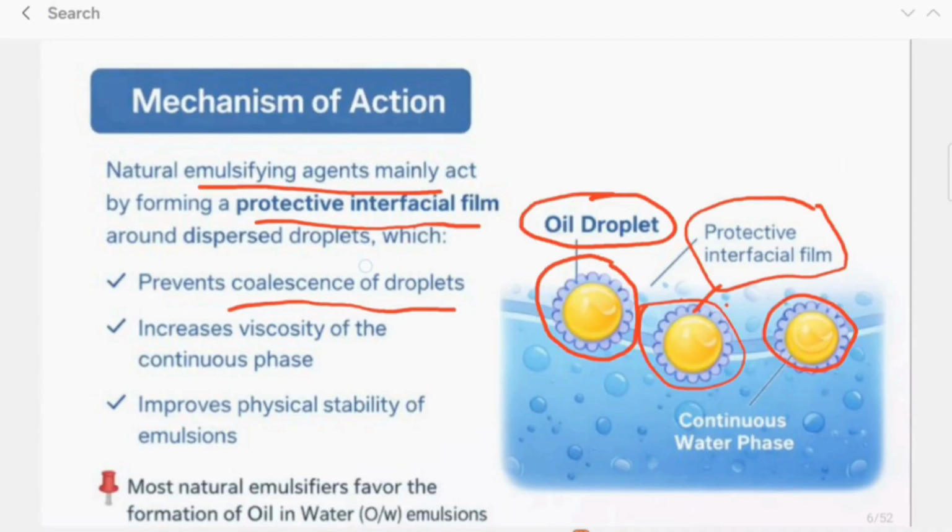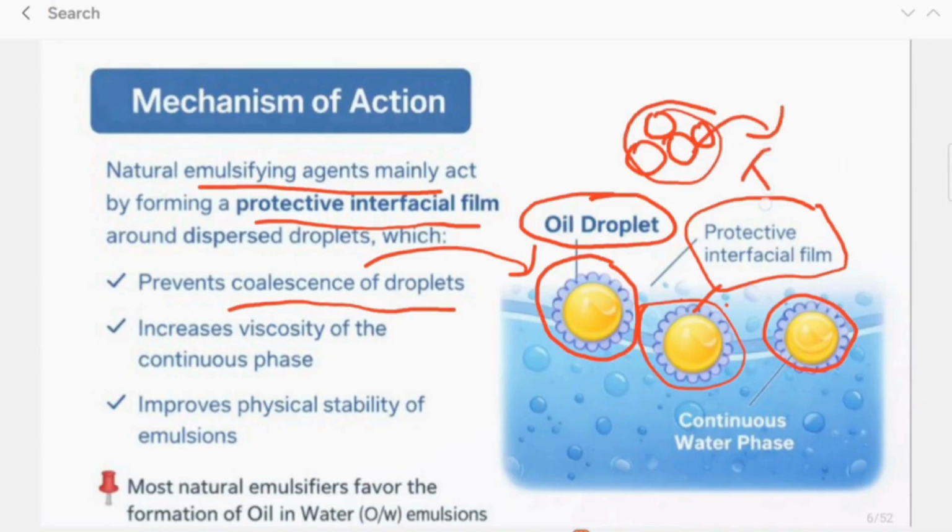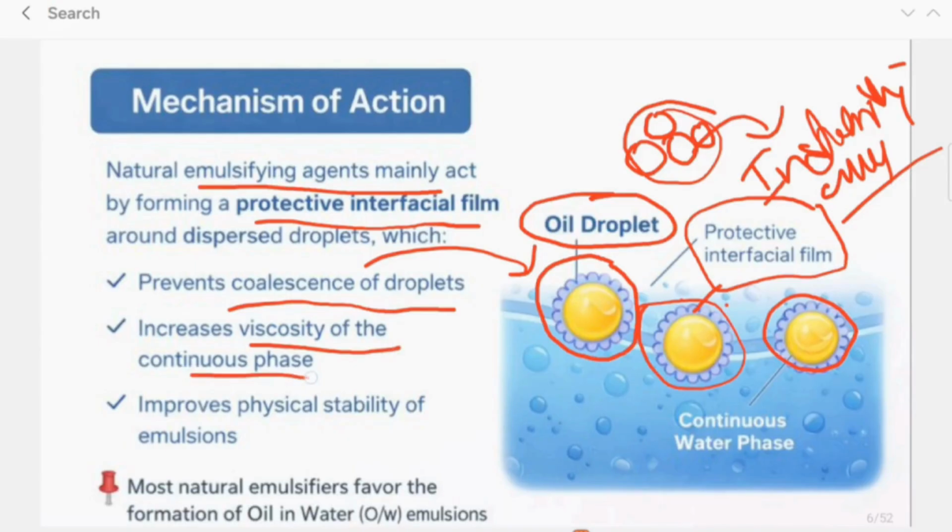What is coalescence? Coalescence means the droplets will join or merge together to form a larger droplet. That again causes instability of the emulsion. That will lead to breaking of the emulsion. And it also increases the viscosity of the continuous phase, that is the external phase. It also increases the viscosity. Then it improves the physical stability of the emulsions. So this is the mechanism of action of natural emulsifying agents.